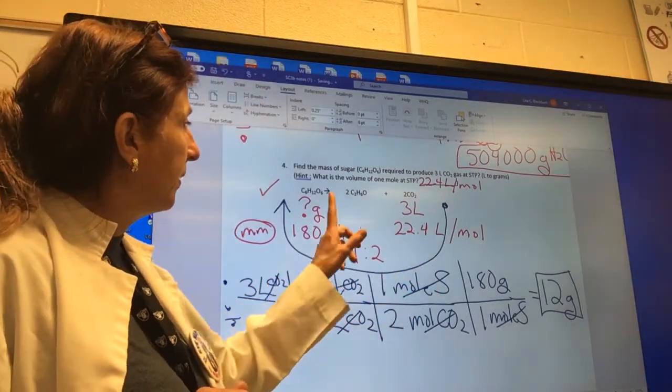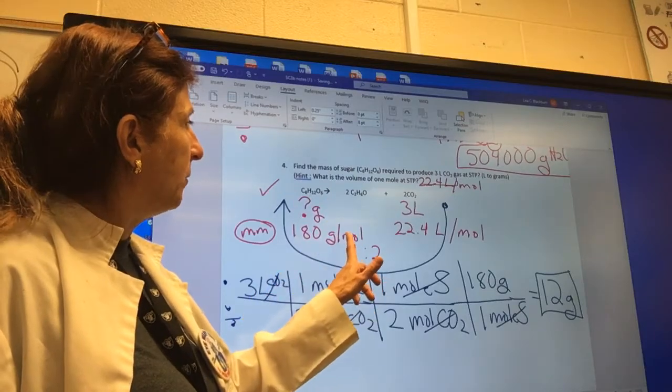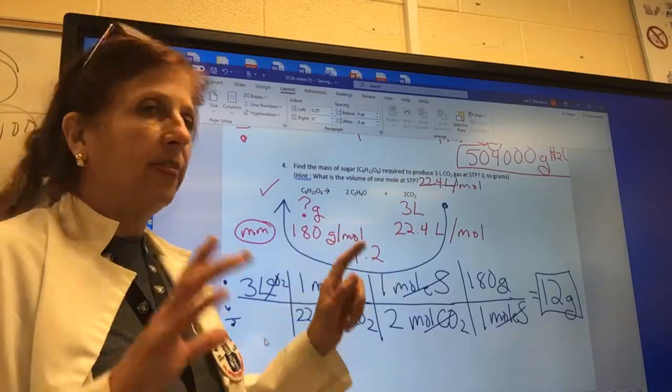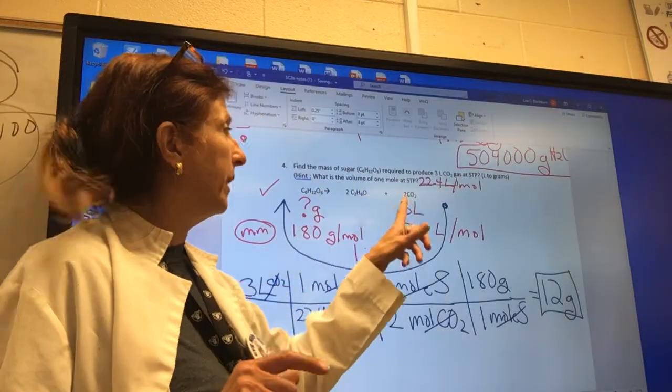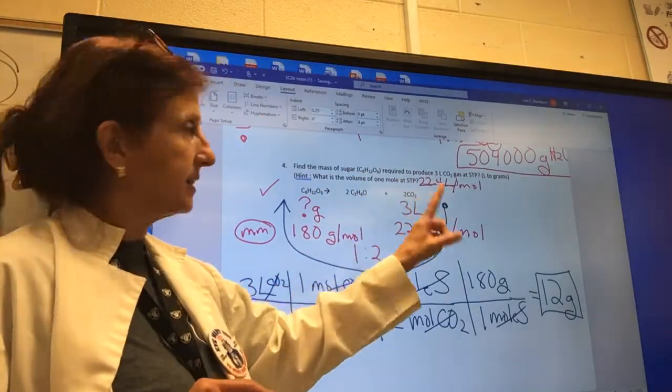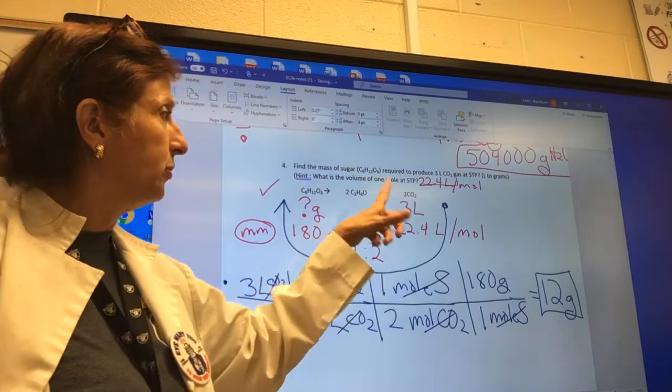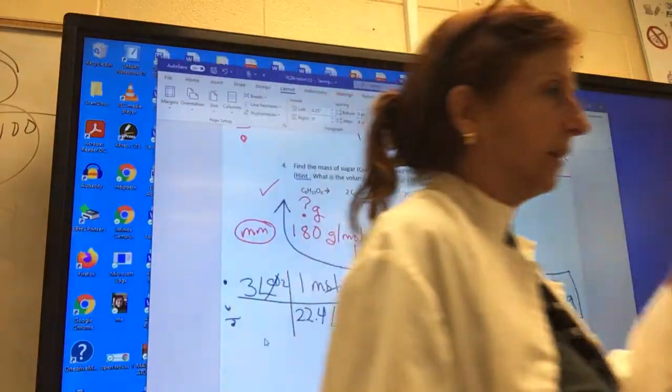Okay? So, and then our balanced chemical equation ratio is 1 to 2. Understood? 1 to 2. That's where the coefficients come in. So if I'm doing the molar mass of this, it's just the molar mass of carbon plus 2 oxygens. You do not use that 2 right there.